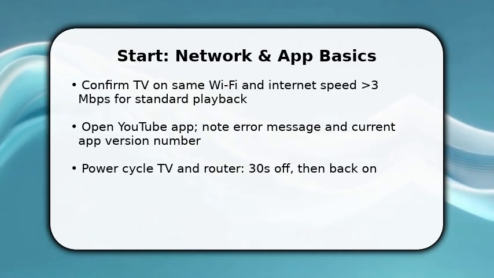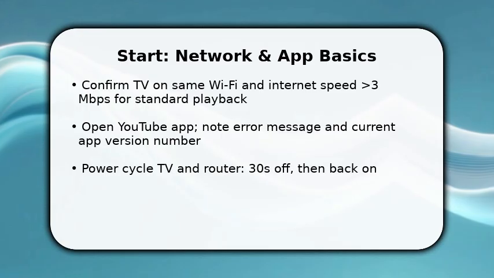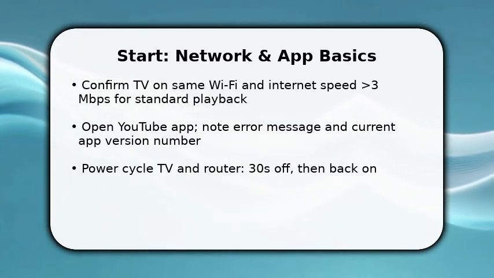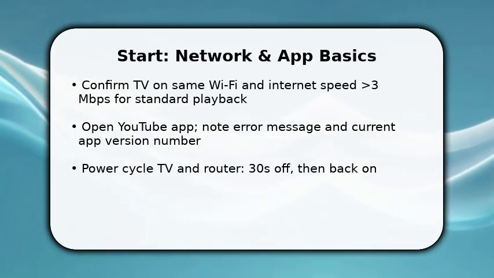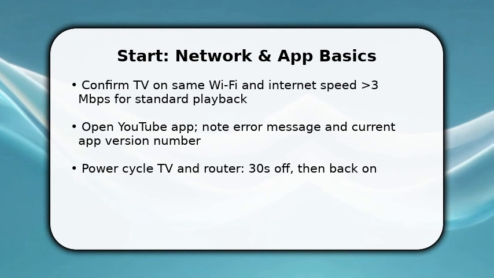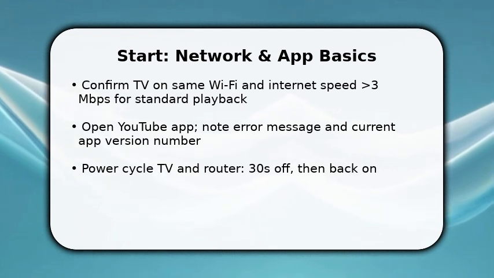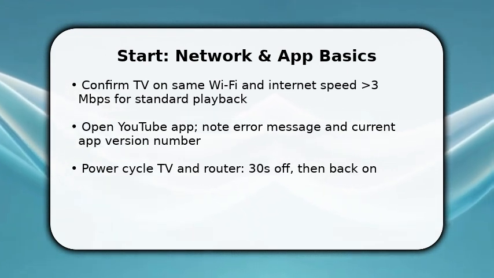Make a basic power cycle by turning the TV and router off for 30 seconds and back on. This clears temporary network glitches and restores app connectivity so you can proceed to the next steps. If restarting didn't help, update the TV firmware and the YouTube app because mismatched versions often break playback.